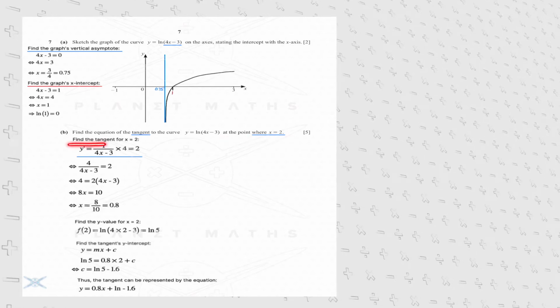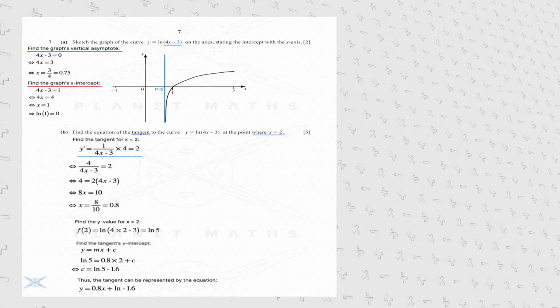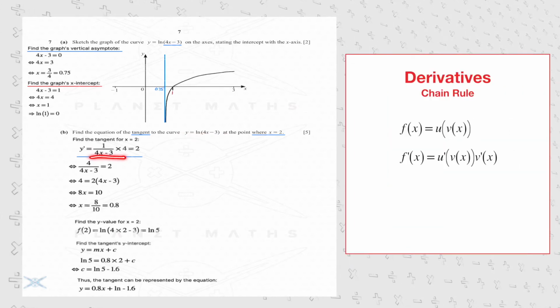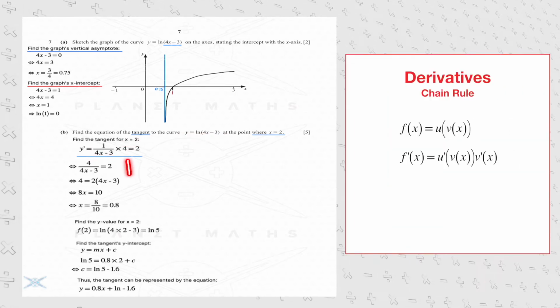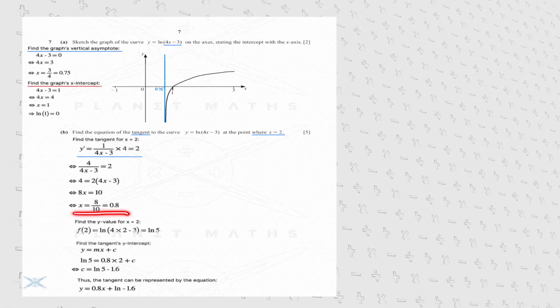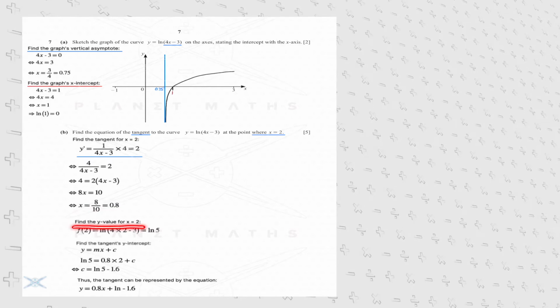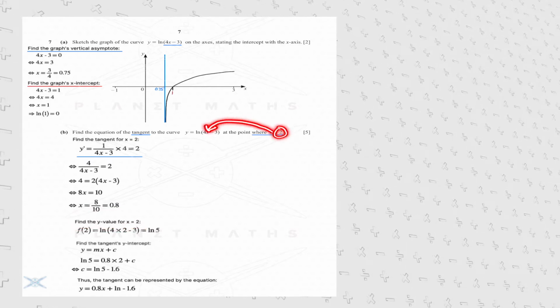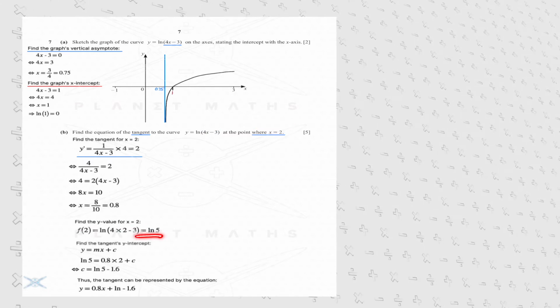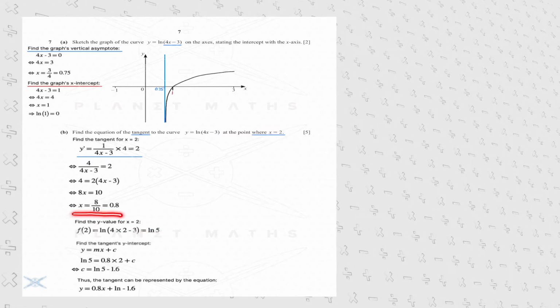Therefore, we need to find the tangent for x equals 2, for which we have to differentiate the curve, applying the chain rule as provided, and equate it with 2. Rearranging this equation for x provides us with the x value of the coordinate. To discover the corresponding y value, we plug 2 for x into the equation for the curve, receiving the corresponding value of the natural logarithm of 5, which provides us with the gradient of the tangent.